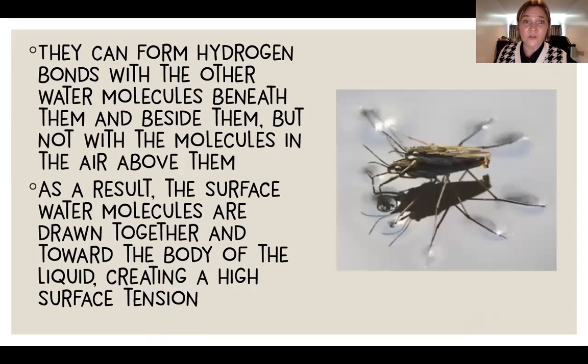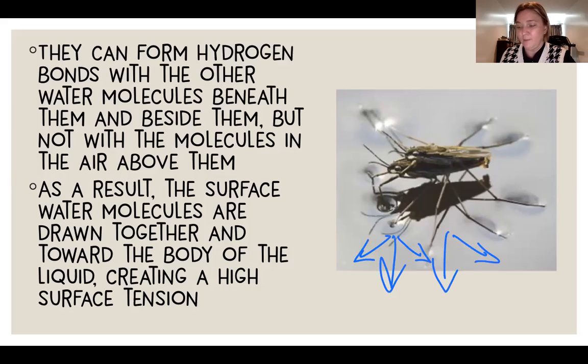So water molecules at the very surface can form hydrogen bonds with the other water molecules beneath them and beside them, but not with the molecules in the air above them. As a result, the surface water molecules are drawn together and toward the body of the liquid, which creates the high surface tension. So that means that all of the tension is going all around, but just not in the air above it.